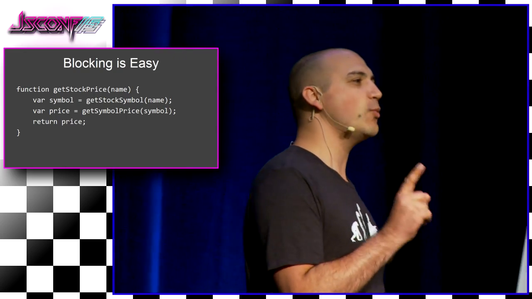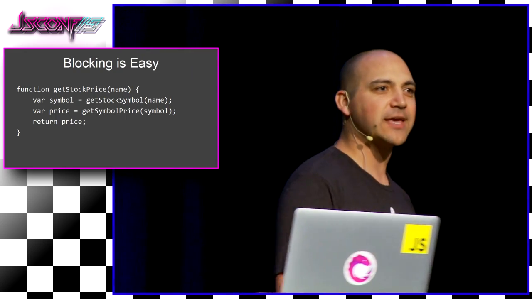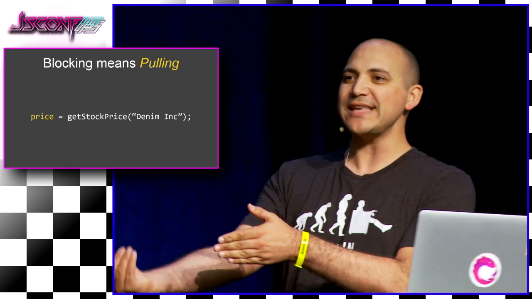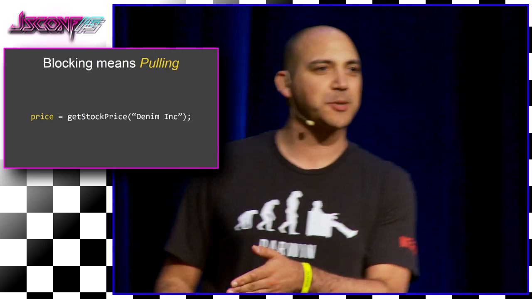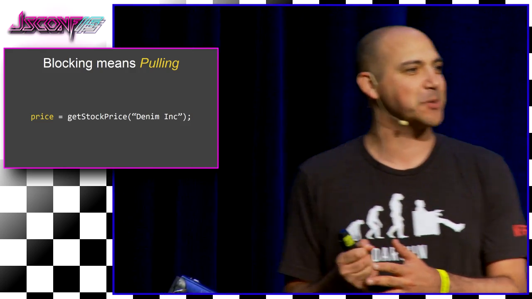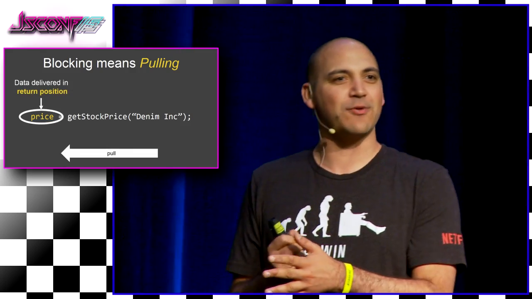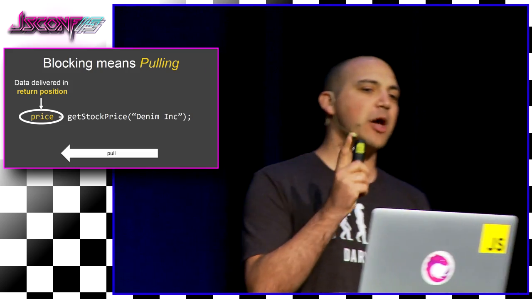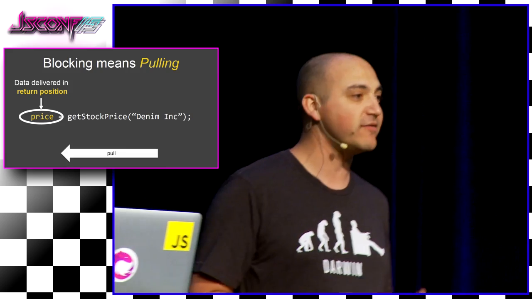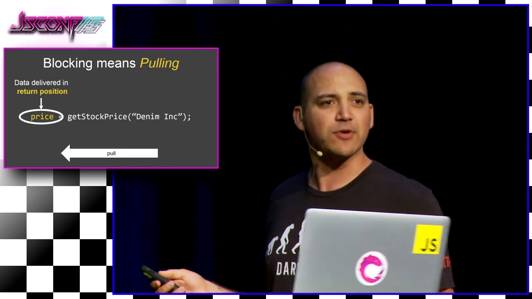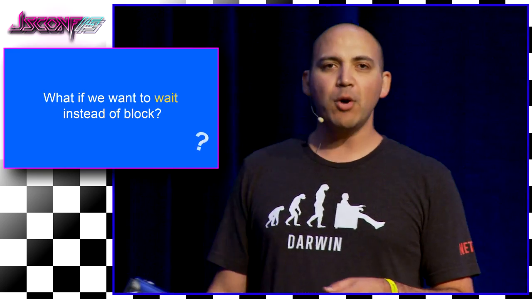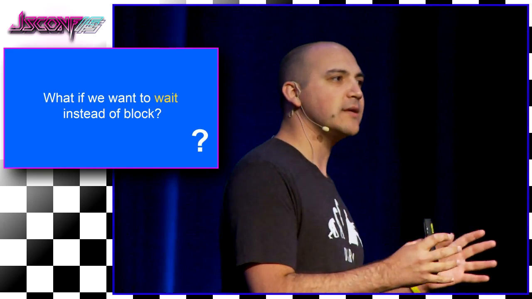Now from now on, when I say the word blocking, what I want you to think is pulling. What we're really doing when we call a function and we receive the output in the return position of that function, and we're blocking and waiting, is we're pulling the value out of that function. To the left-hand side, we're pulling the value out. So when I say blocking, I mean pulling, and what that means is data is delivered in the return position of the function. That's how most functions are in JavaScript. Most functions return their data in the return position. But what if we decide that we want to wait instead of block?